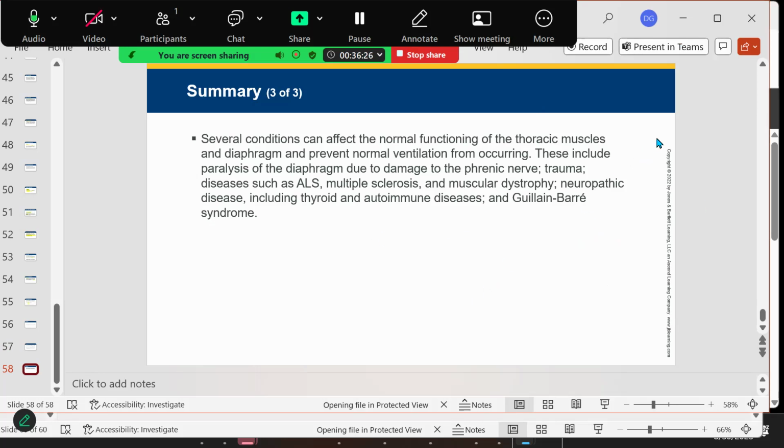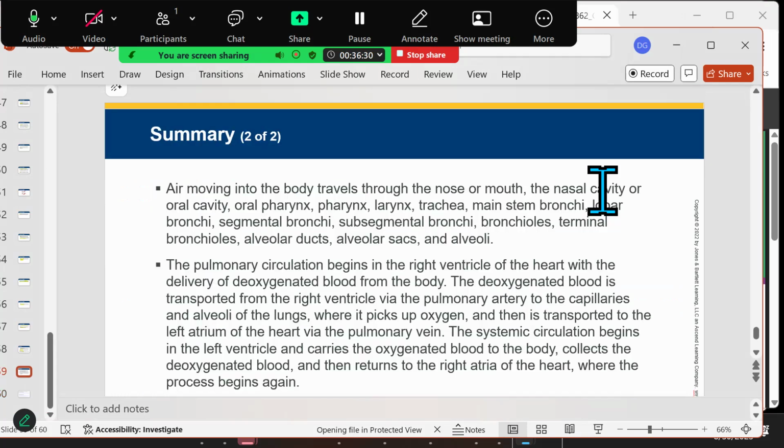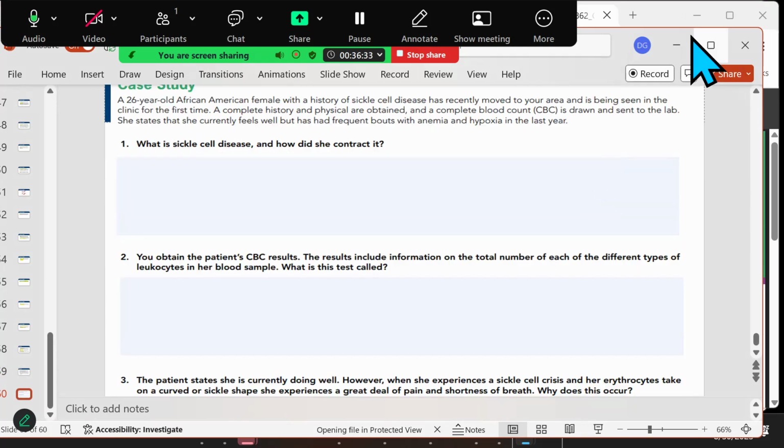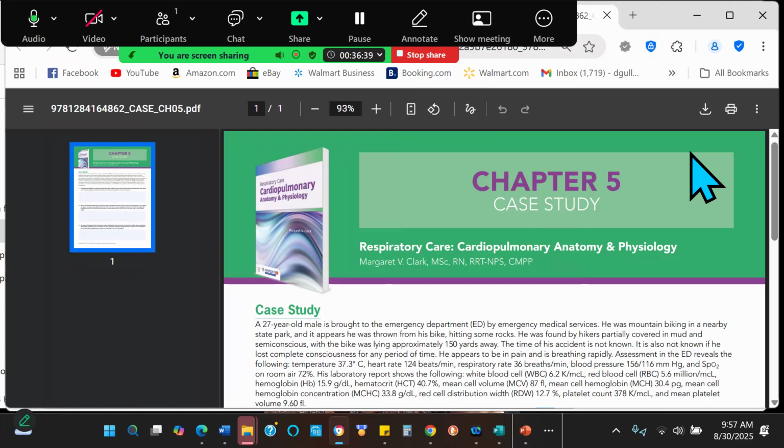I do need to find the case study. Let's see if we can get back here. Nope, that's the previous case study. So we'll drop that down. Those are the slides. Chapter 5 case study. Here we go.